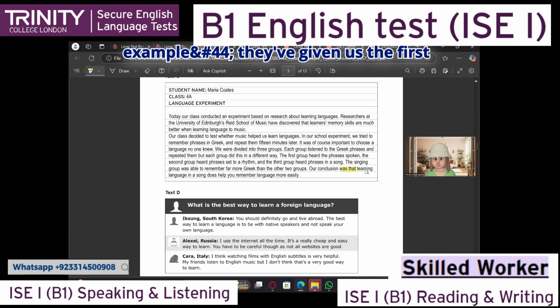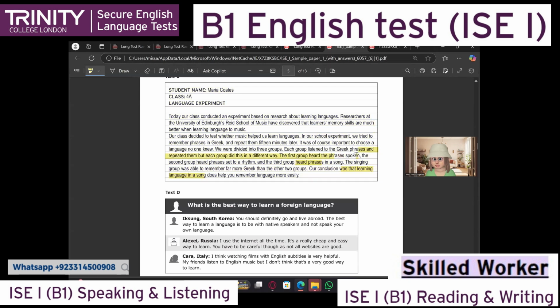For example, they've given us the first method, learning language in a song. Learning phrases in English, spoken phrases, that's also a way of learning a foreign language. Then living abroad. Then speaking to native speakers using the internet. You've already written that. Watching films with subtitles. That's all, right? You have actually given me a very correct one. Congratulations, you're brilliant, you're great. Now let's move to task 4.